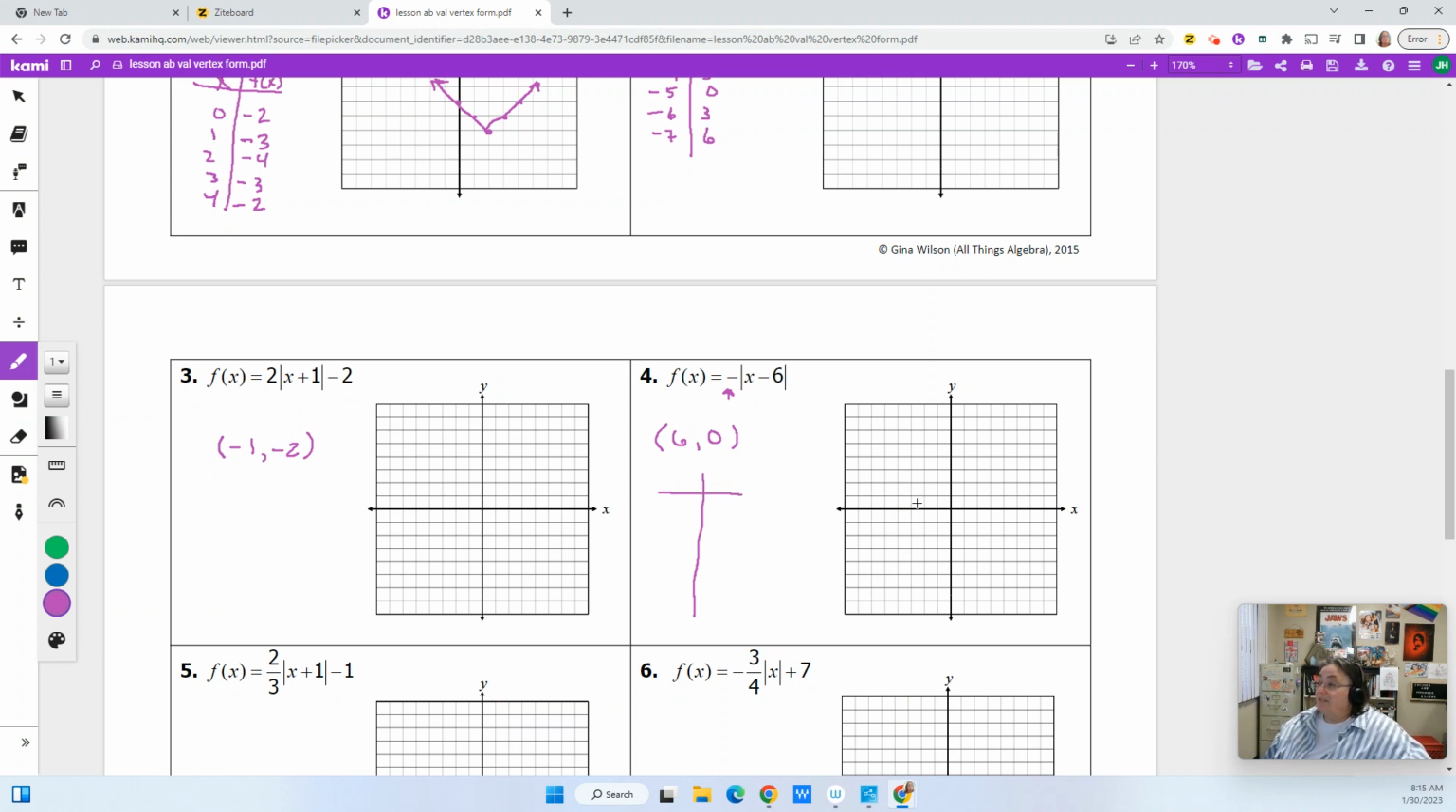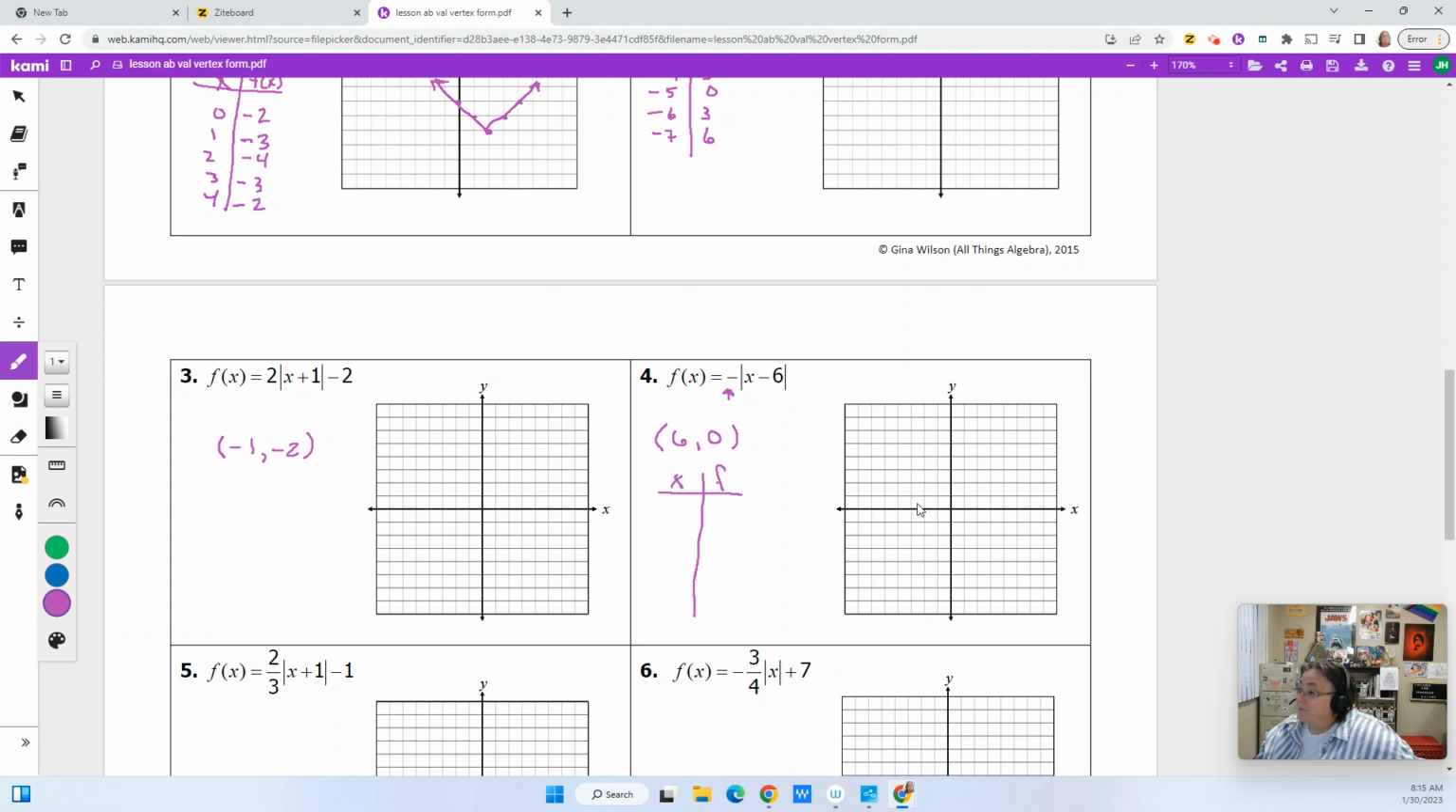What I know about this is it is going to look just like the parent function, except for it's going to be flipped over on the x-axis, and it is going to go to the right 6 spaces, right? How do I know that? Because everything on here tells me, right? This negative out in front, like we talked about last week, is a reflection across the x-axis. So we're just taking that regular parent graph and we're flipping it over that line. And then that -6, I know, means it's going to move to the right 6 spaces.